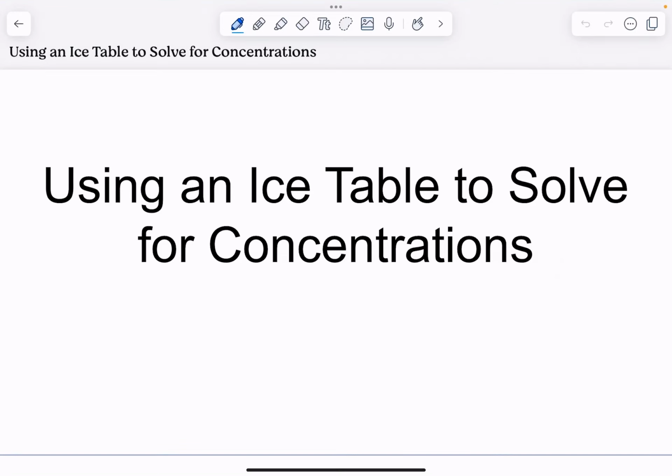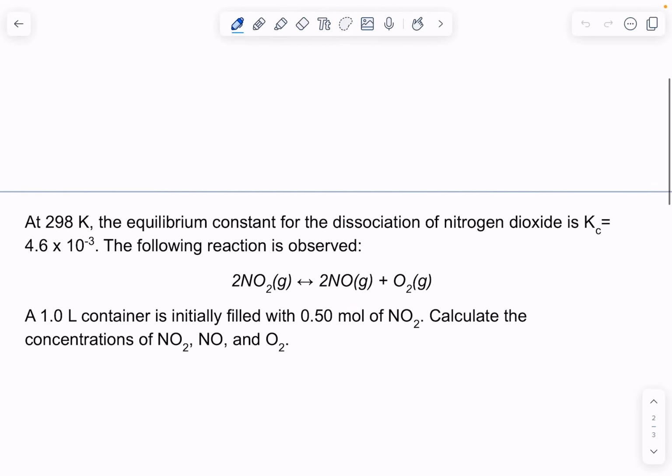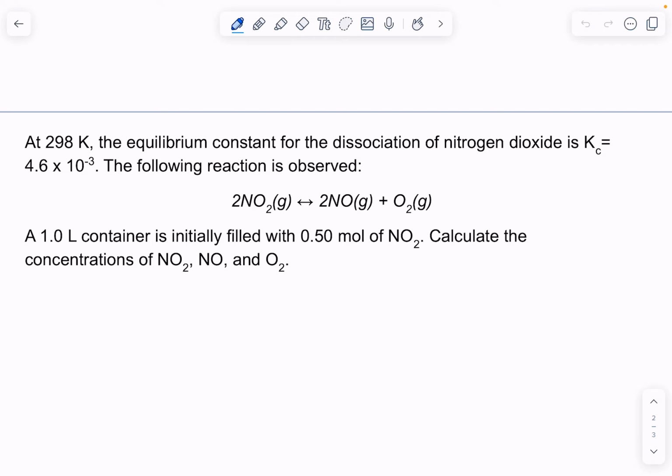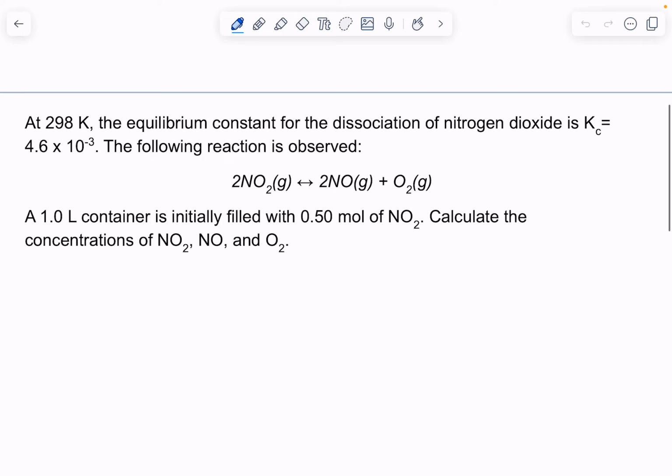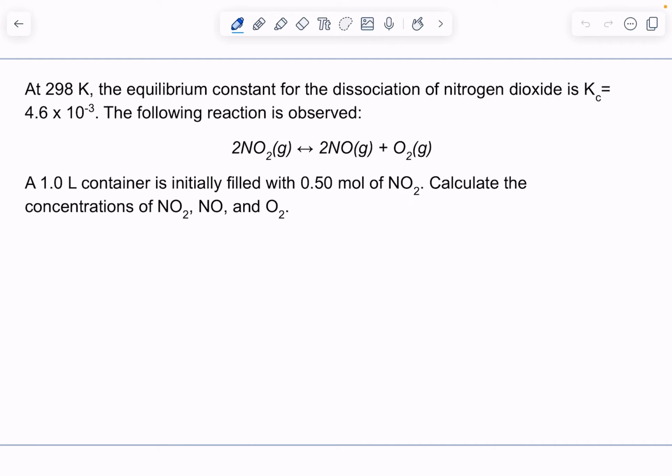Alright guys, in this video we're going to be using an ICE table to solve for concentrations. In this particular question, we don't know what those final concentrations are going to be at equilibrium. So it's not as simple as just setting up your Kp expression and plugging in your Kp and missing ones to solve for a missing concentration. We need to solve for all the concentrations. If we know the starting material and how much we start with, we can figure out how much equilibrium concentrations we will have. And what you'll need to do is use an ICE table to solve for that. So first, let's read the question.